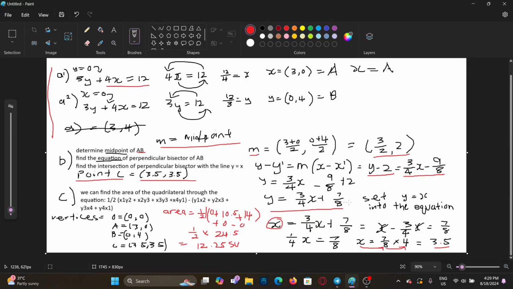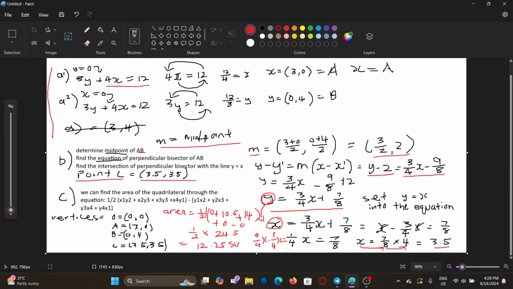What we're going to do next is substitute y equals x into the equation. So we change this into this instead. x equals 3 over 4x plus 7 over 8, so x minus 3 over 4x equals 7 over 8. Basically 4 over 4x minus 3 over 4x equals 1 over 4x. So 1 over 4x equals 7 over 8.